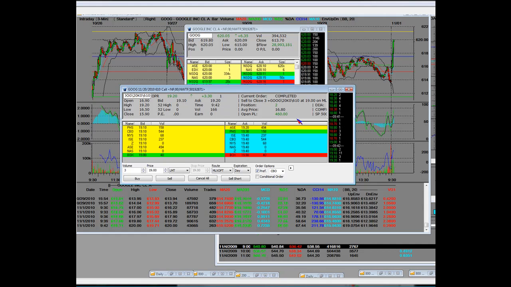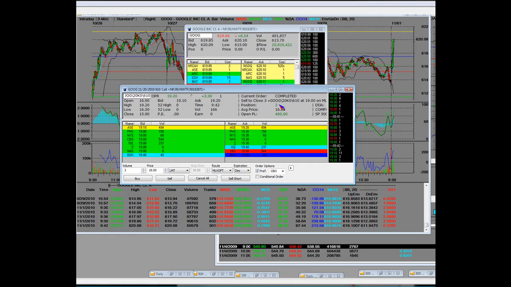There, we got executed 3 contracts at $19.10. We still own 2 contracts. We took some of the profits off of the table. We'll look at going back in, and we'll look at scaling out on the opening bell.